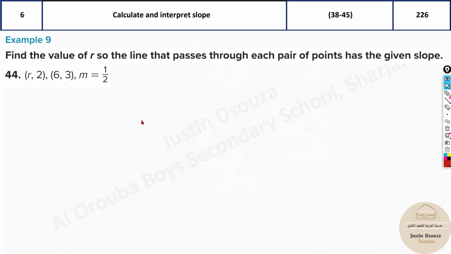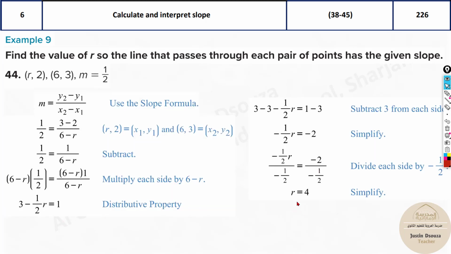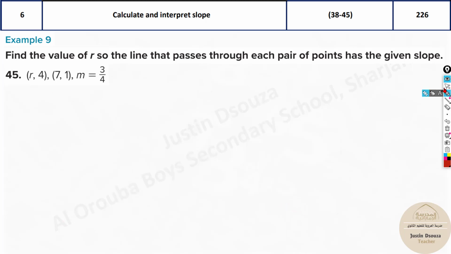Here it's 8. Similarly, we have half as slope. This will be x1. Now, let me do the last one. Okay, this is again easy. Here, the answer is 4. And now, if you want, instead of considering this as x1, I'll take this as x2, y2, then this will be x1, y1. You will get the same answer.